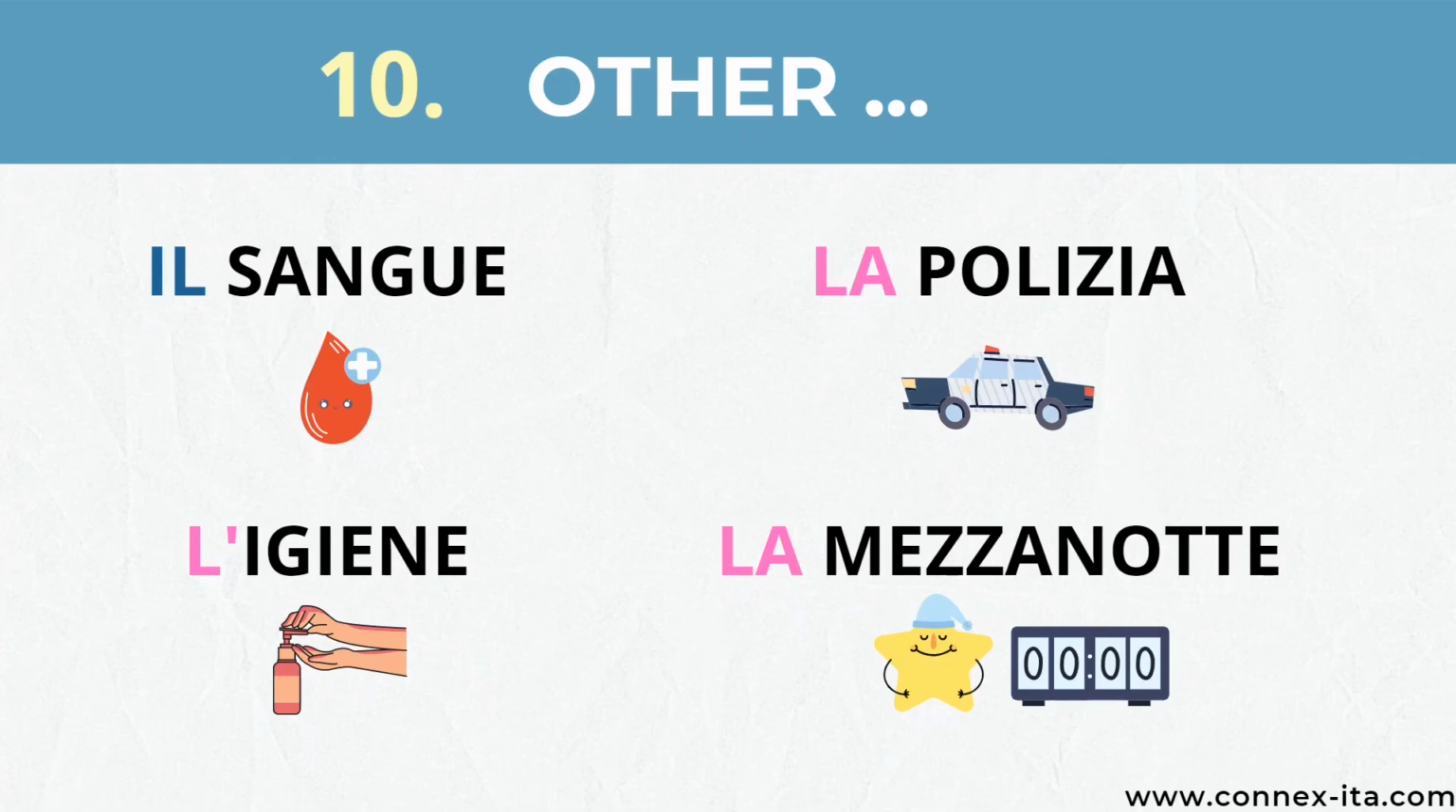Finally, I want to add a couple of words that don't really fit in one of the previous categories, but that you must know. These are il sangue, the blood, l'igiene, which means hygiene, la polizia, the police, and la mezzanotte, that's midnight. Il sangue, l'igiene, la polizia, la mezzanotte.